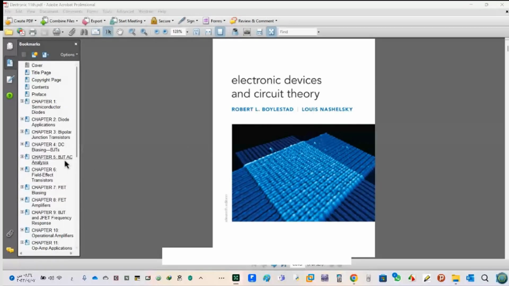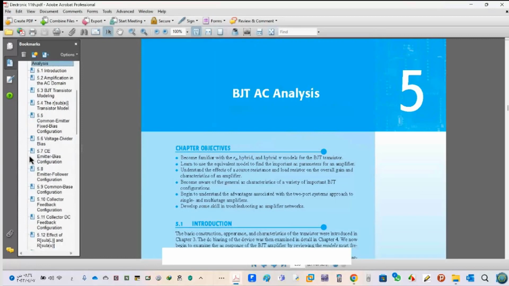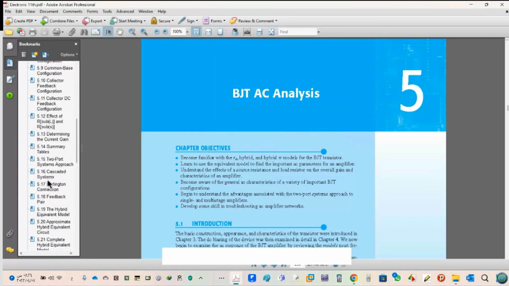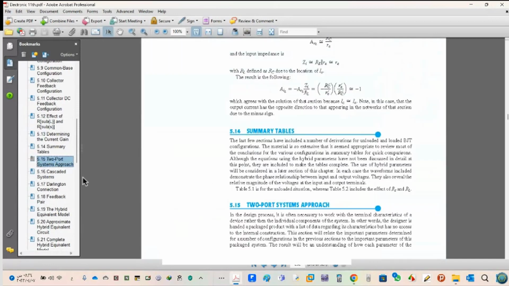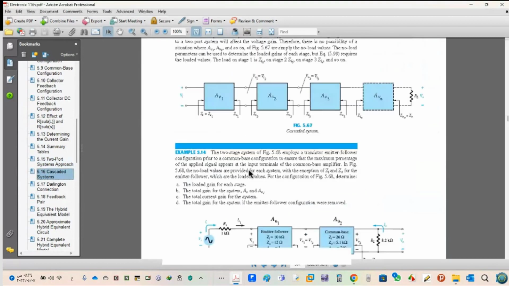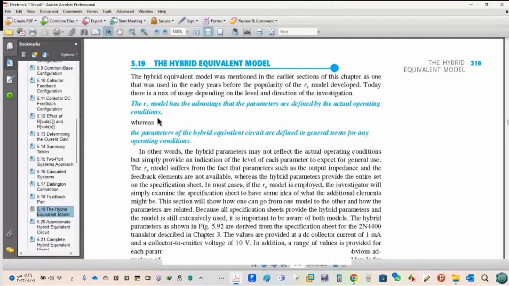In chapter number 5, let's go to the two-board approach. We finished this cascade. We studied the Darlington hybrid model. Today we'll continue to talk about the hybrid equivalent model.